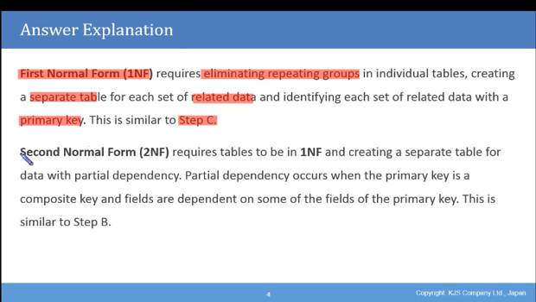This is similar to our step C that we defined in the question. Next, what we can do is look at the second normal form, or 2NF. This requires tables to be in 1NF and creating a separate table for data with a partial dependency. Partial dependency occurs when the primary key is a composite key and fields are dependent on some of the fields of the primary key. This is very similar to our step B.